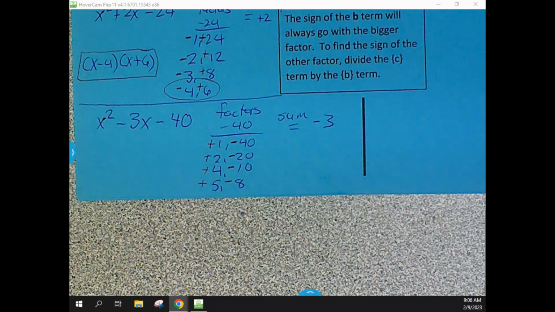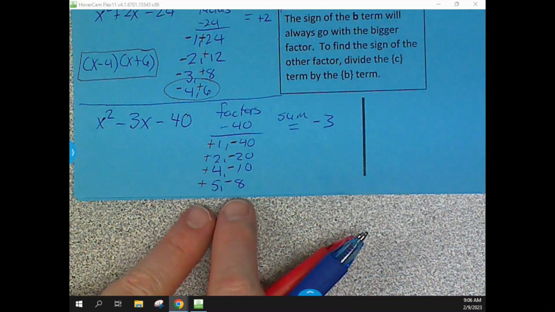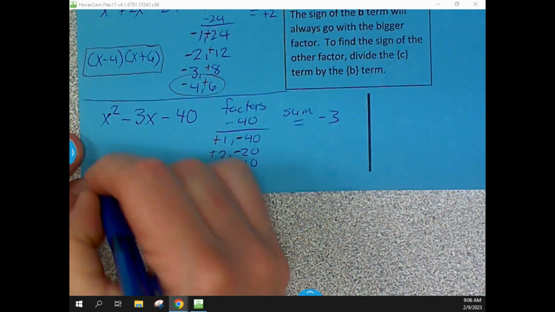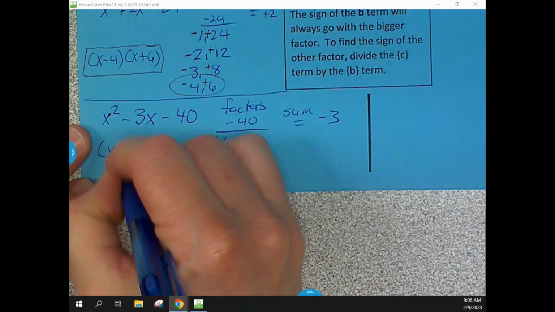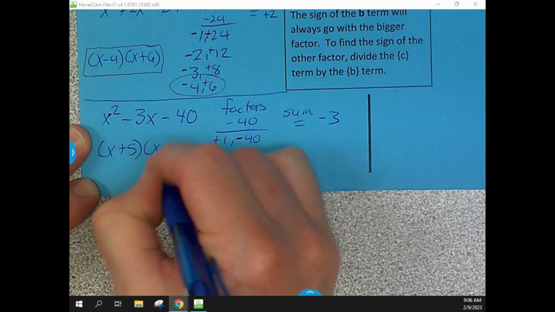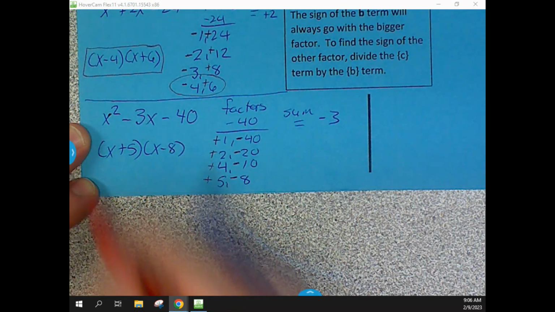And then usually it's pretty easy. Which one's going to add to -3? It's got to be the last one, right? It's got to be the 5 and the 8. So then we're going to have x plus 5 and then x minus 8.